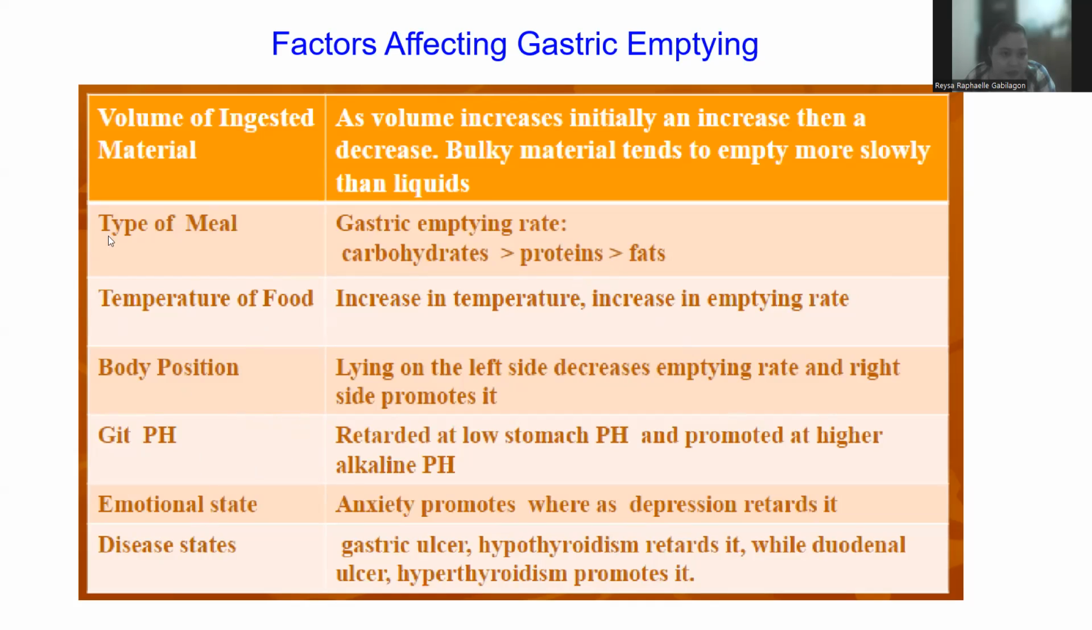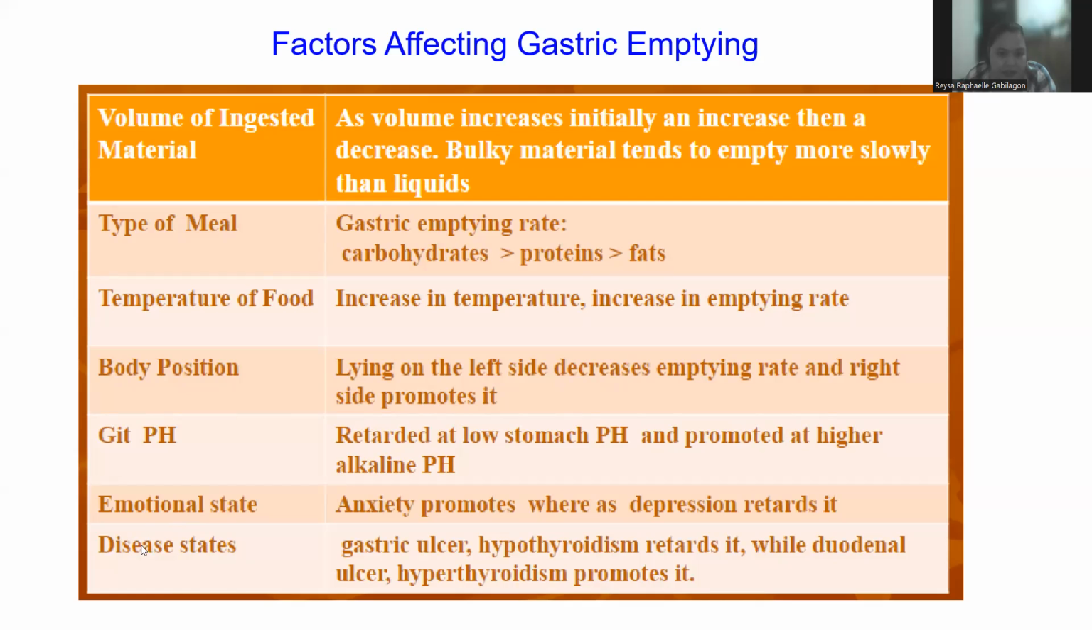Now, aside from the condition of our stomach and the food that we eat, we also have here the emotional state. So anxiety promotes, whereas depression retards it. So if we have anxiety, then there will be increased gastric emptying rate for us, and that means there is a quicker, faster transfer to the intestine, and that will lead to increased absorption rate also. And then again, that's the other way around if the patient is depressed.